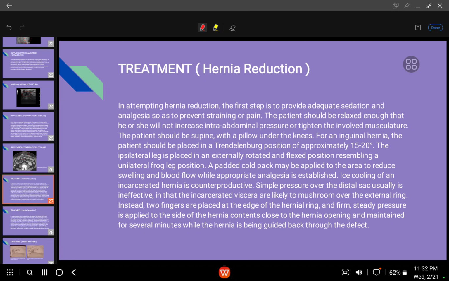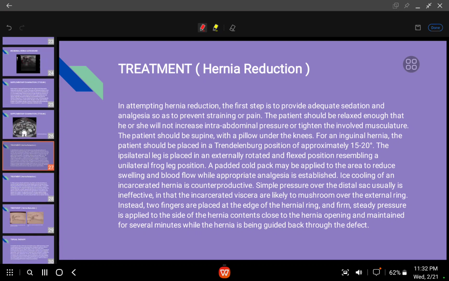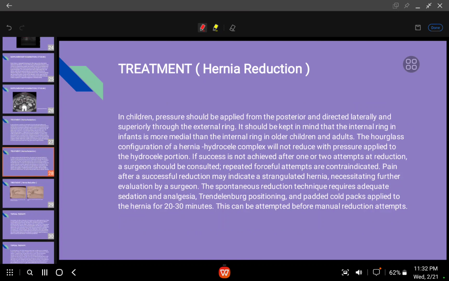Simple pressure over the distal sac is usually ineffective in that the incarcerated viscera are likely to mushroom over the external ring. Instead, two fingers are placed at the edge of the hernial ring, and firm, steady pressure is applied to the side of the hernia content close to the hernia opening and maintained for several minutes while the hernia is being guided back through the defect. So here's the hernia reduction.